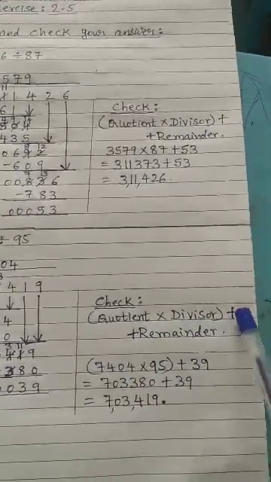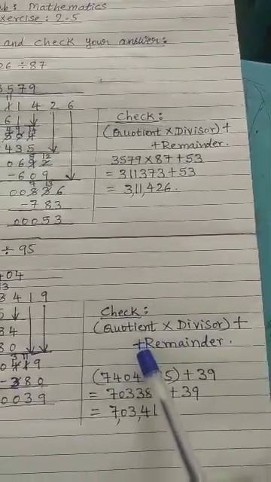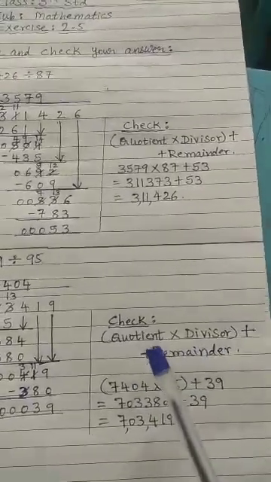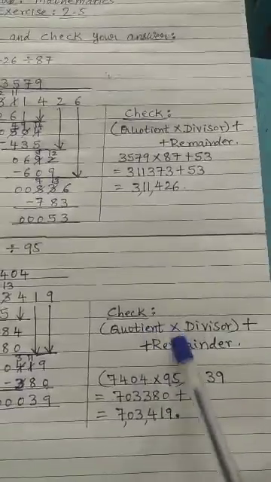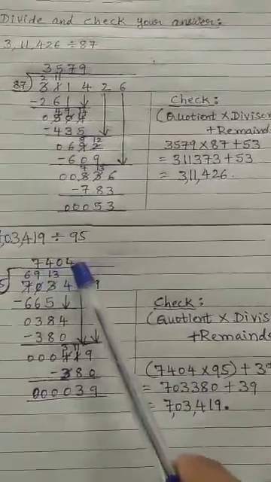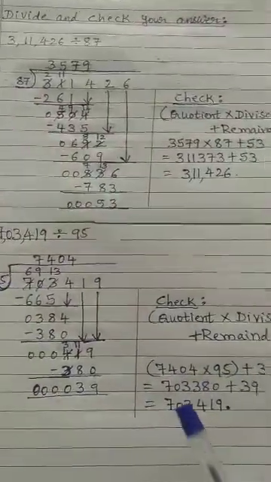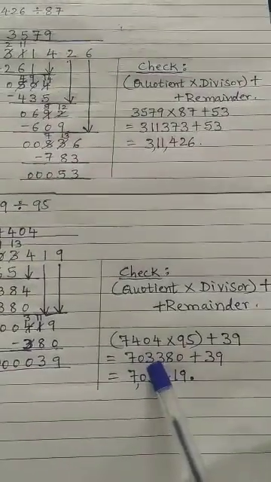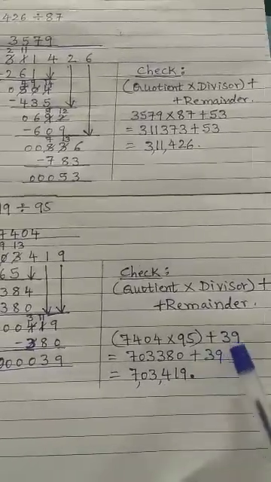Don't write put 2 times. I have put 2 times because actually only one time here you are trying to. There is no place this side, so that's why you should not get confused. And the double time I have written plus here. Quotient into divisor plus remainder. Quotient is how much? 7404. Into divisor is how much? 95. This into this how much? 7,03,380 plus remainder 39. This 39.